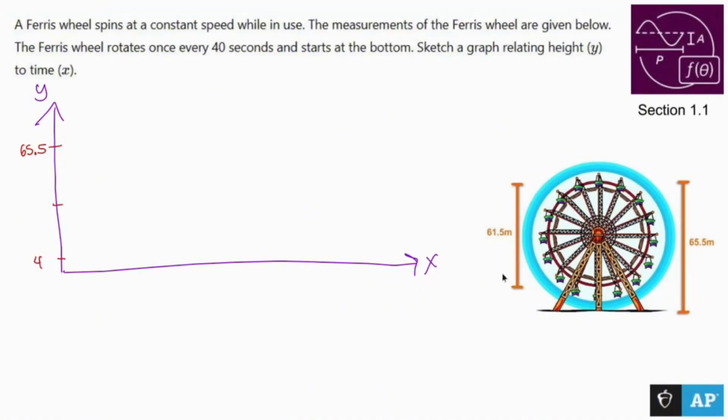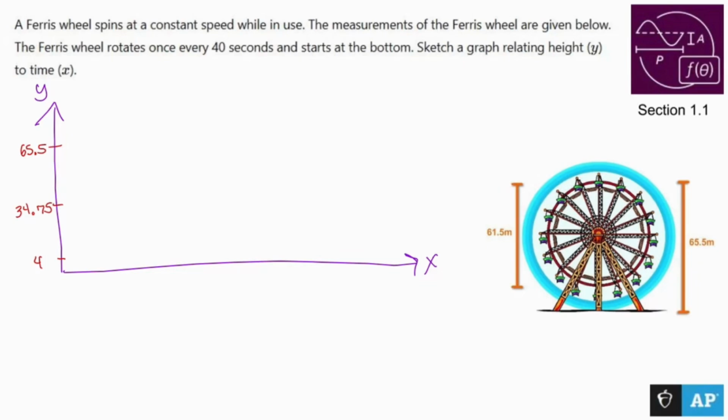Now, since the diameter of the whole thing is 61.5, half of that would be 30.75, which would mean that the halfway mark here is going to be 34.75. All right, those numbers look pretty clean.